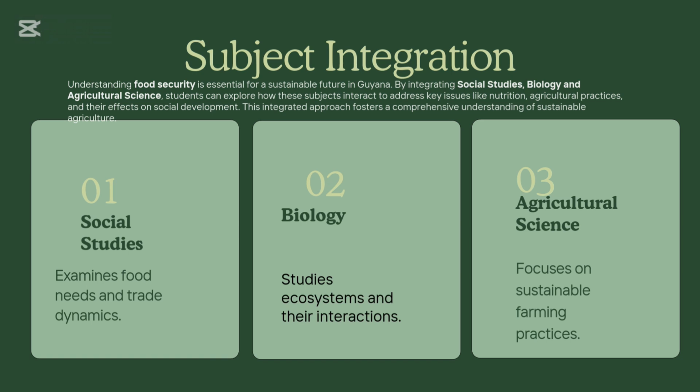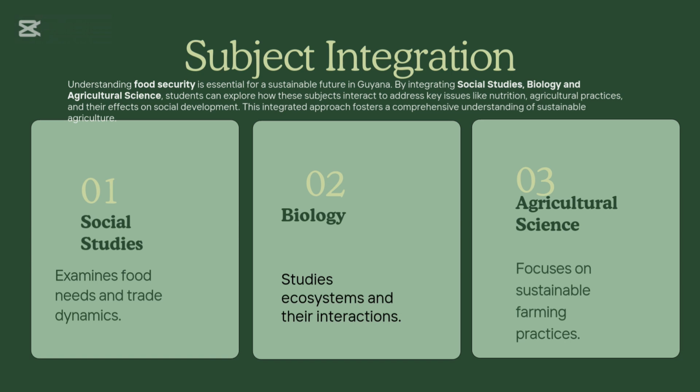Moving forward to the subject integration and understanding why food security is essential for a sustainable future in Guyana. By integrating social studies, biology, and agricultural science, students can explore how these subjects interact to address key issues like nutrition, agricultural practices, and their effects on social development. This integrated approach fosters a comprehensive understanding of sustainable agriculture.